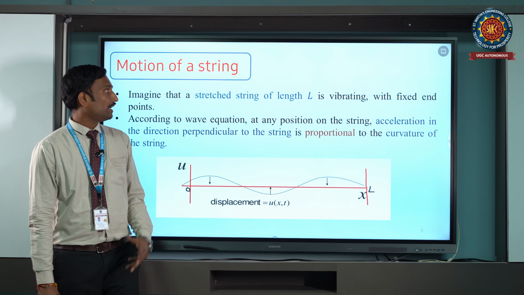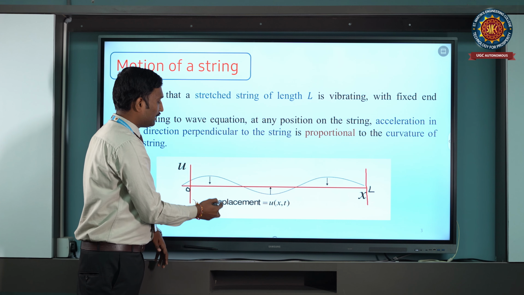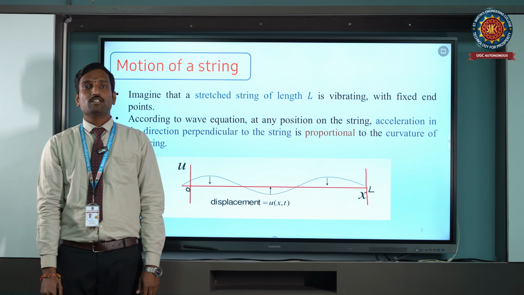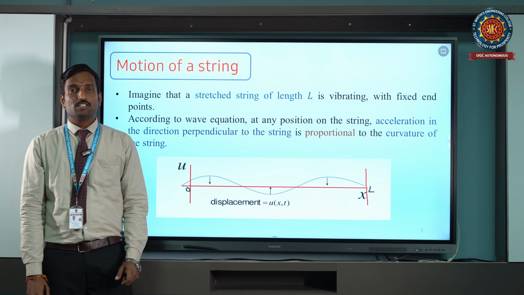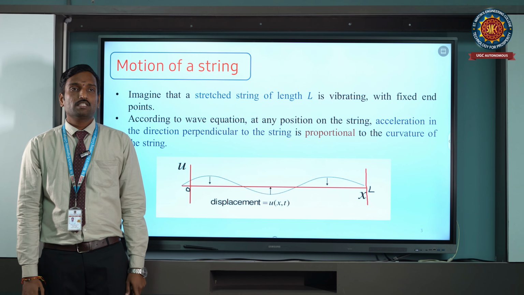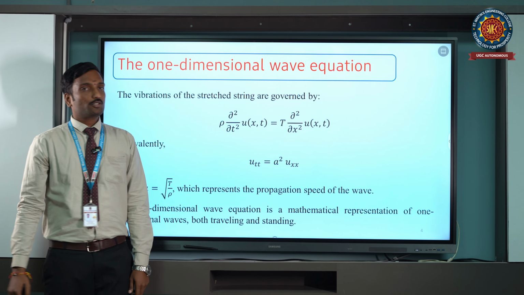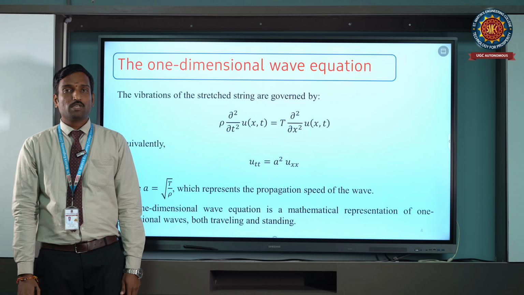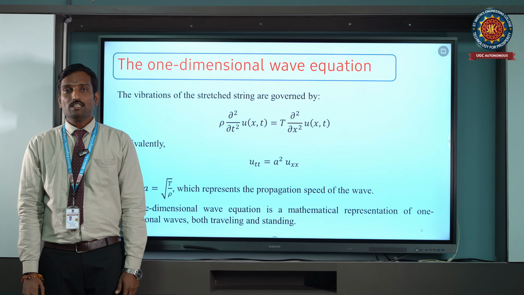We are considering a stretched string with a length from 0 to L, and the displacement function we consider as u of x comma t. According to the wave equation, at any position the acceleration perpendicular to the given string is proportional to the curvature of the string. The equation of the one-dimensional wave equation is given by rho into del square u by del t square is equal to T into del square u by del x square.